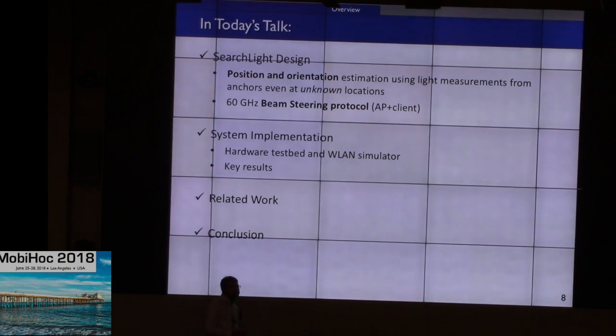Further, we have implemented SearchLight on both hardware and a software wireless simulator. So I will share some of the key results from our extensive experiments. And finally, I'll talk about how SearchLight compares to the existing protocols and what the key advantages are.